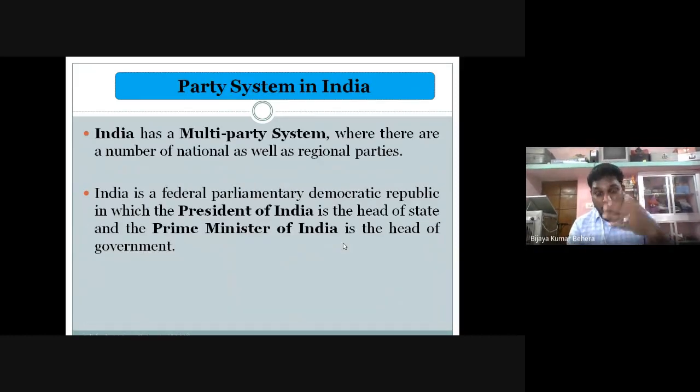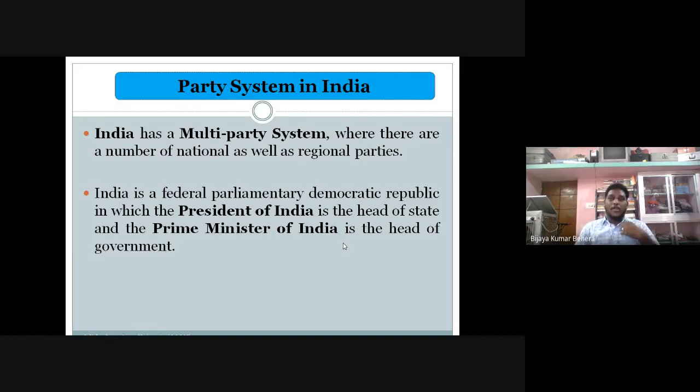So next we will discuss the party system in India. We are discussing the party system, how in different countries, in Cuba, China, America, how the political systems are there. And now we'll discuss the party system in India. As citizens of India, we must know the party system in India. In India, we have a multi-party system where there are a number of political parties, national political parties and regional political parties. India is a federal parliamentary democratic republic.